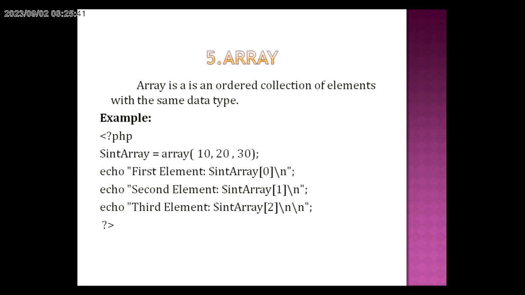Next one is array. An array is an ordered collection of elements with the same data type. For example, in a table we can store the student's personal details. So in the particular table, all the data are a student's personal information. For example, in a field we can store the name of the student. So in the particular column, all the data should be a name. So that is an array. So this is the example of an array.